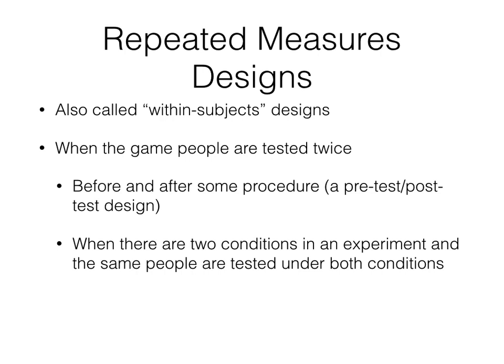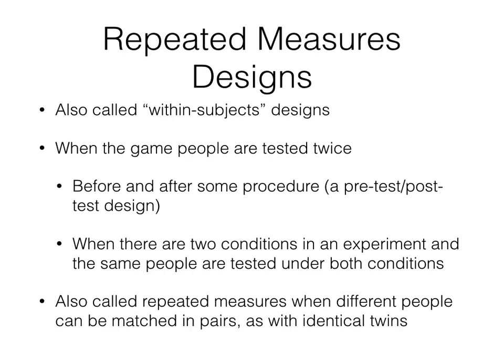So it's either like before and after, like before the recording was playing versus after, or when there are just two conditions and the same people are tested under both conditions, like maybe you test them when it's hot outside and you test them when it's cold outside. This is also called repeated measures when you have different people matched in pairs. So you could have lots of identical twins and you have one twin do one thing and the other twin do another thing, and you compare the two twins on those different tasks. That would also be a repeated measures design.